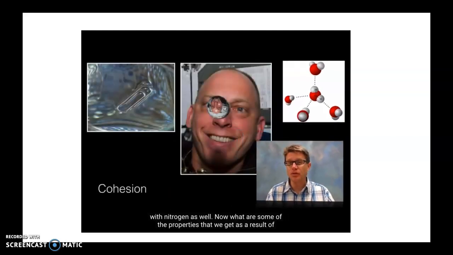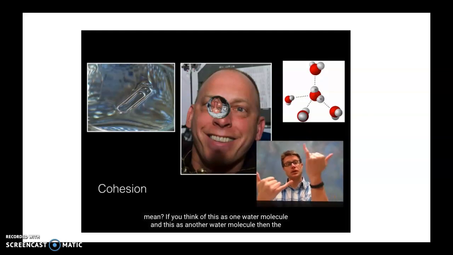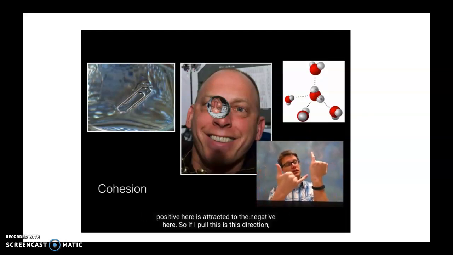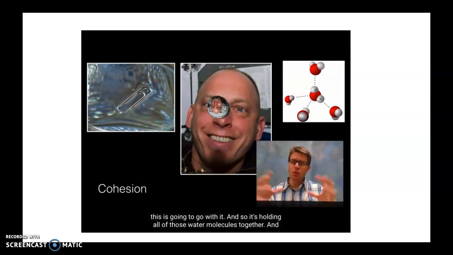Now, what are some of the properties that we get as a result of this polarity? The biggest one that you can see right away is cohesion. What does that mean? If you think of this as one water molecule and this as another water molecule, then the positive here is attracted to the negative here. So if I pull this in this direction, this is going to go with it. And so it's holding all of those water molecules together.